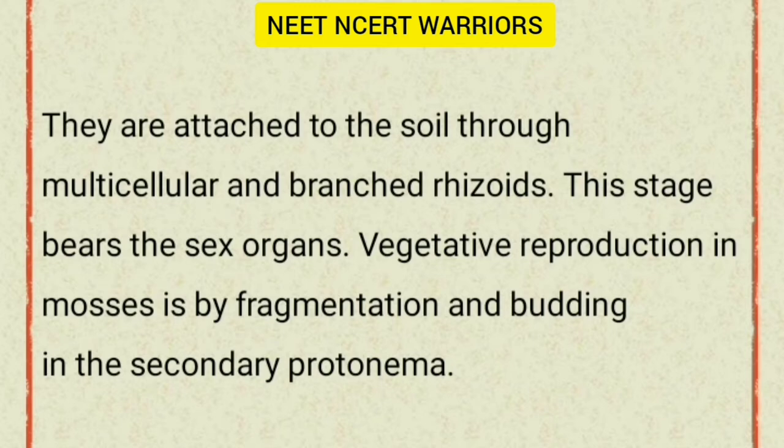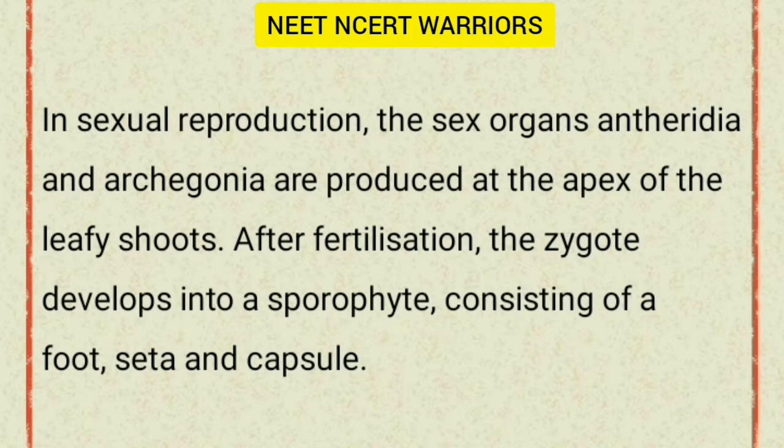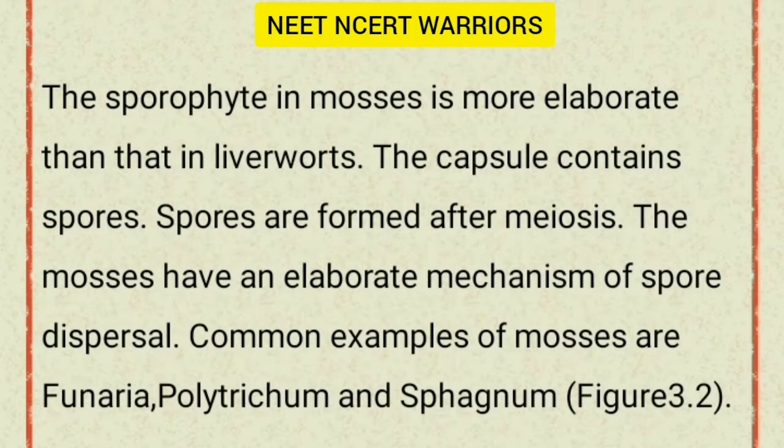Vegetative reproduction in mosses is by fragmentation and budding in the secondary protonema. In sexual reproduction, the sex organs antheridia and archegonia are produced at the apex of the leafy shoots. After fertilization, the zygote develops into a sporophyte, consisting of a foot, seta and capsule. The sporophyte in mosses is more elaborate than that in liverworts. The capsule contains spores. Spores are formed after meiosis. The mosses have an elaborate mechanism of spore dispersal. Common examples of mosses are Funaria, Polytrichum and Sphagnum, you can see in Figure 3.2.